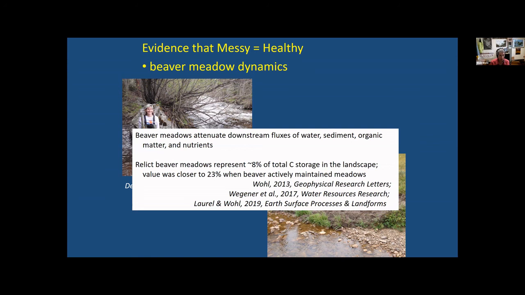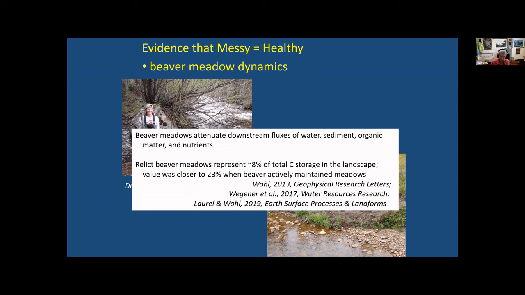So relic beaver meadows, you still have a wide valley bottom with a big floodplain. So they do store more carbon per unit area than the steep, narrow portions of the valley. But they store a lot more when the beavers are maintaining the dams and you've got saturated soils and reducing conditions and a lot of organic matter inputs.